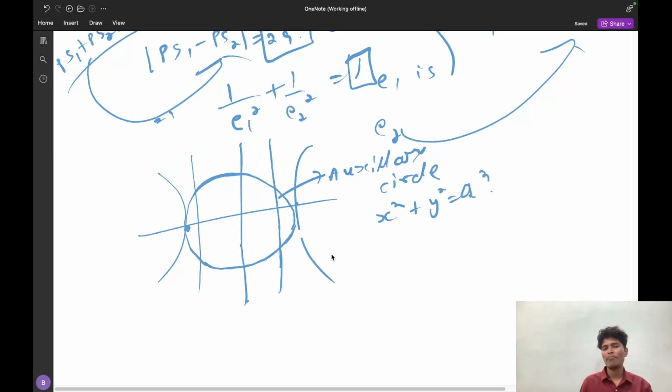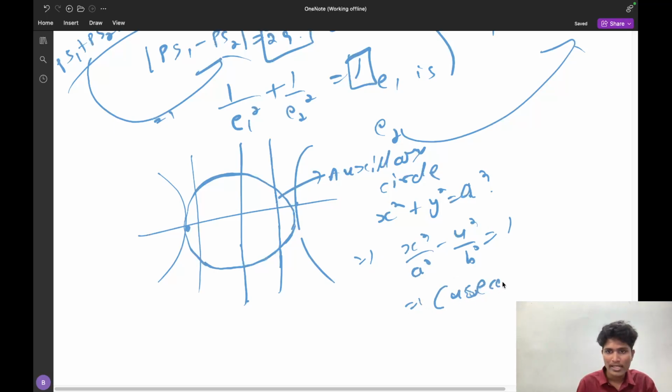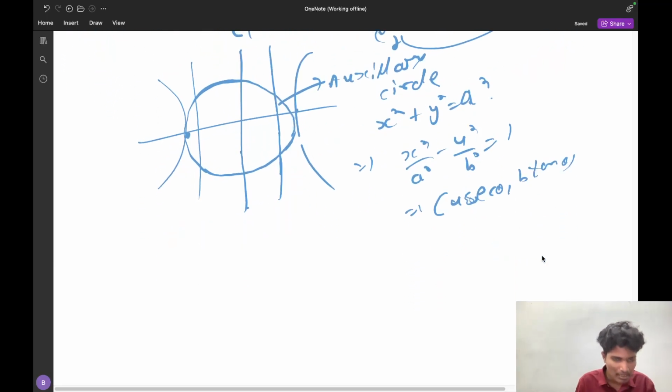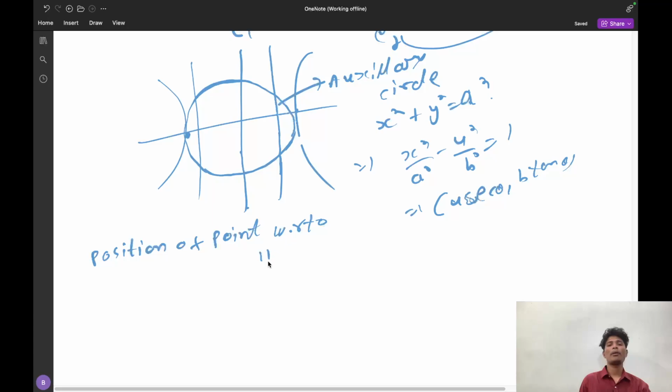Yes, and what are the parametric coordinates of the hyperbola x square by a square minus y square by b square is equal to 1? Here the parametric coordinates can be (a sec theta, b tan theta). Yes, this is the thing. Now I will discuss the position of a point with respect to the hyperbola.